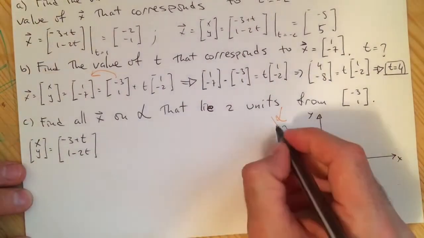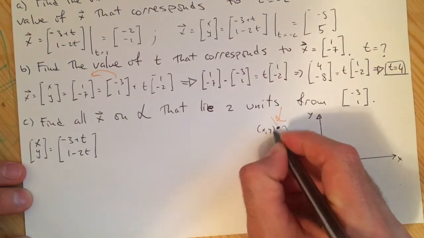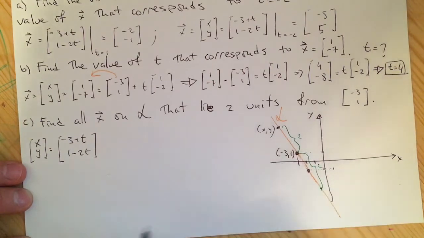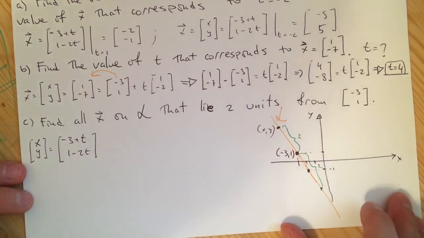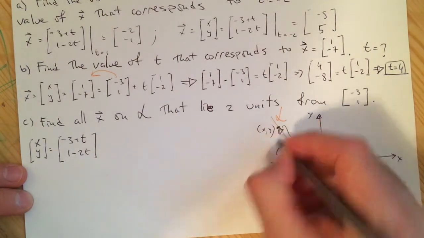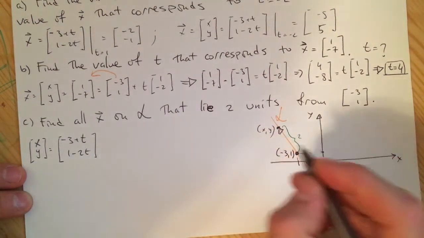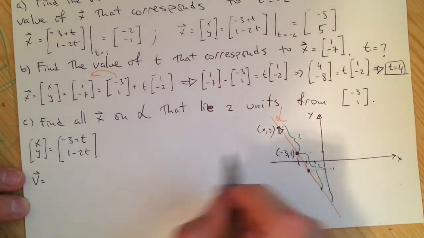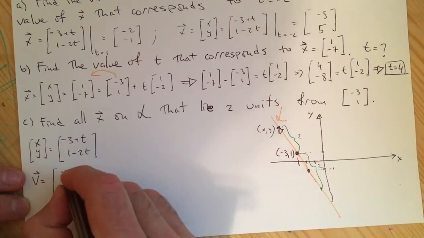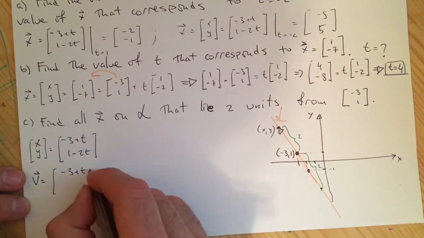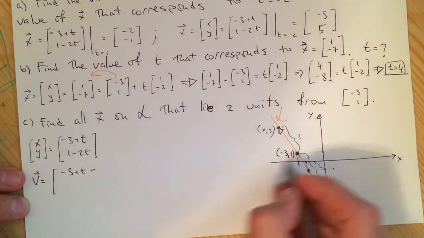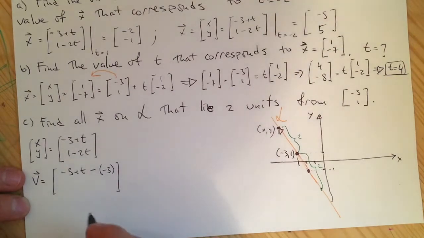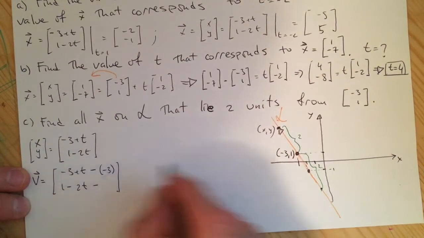Okay, so let's say this is my point (x, y), and I want to find this vector here that has length 2 units. Well, what is going to be this vector? Let's call that vector v. So the vector v is going to be the terminal point, (-3 + t, ...), minus the initial point of the vector, (-3, 1). And for the y value, it's the same: 1 - 2t minus 1.